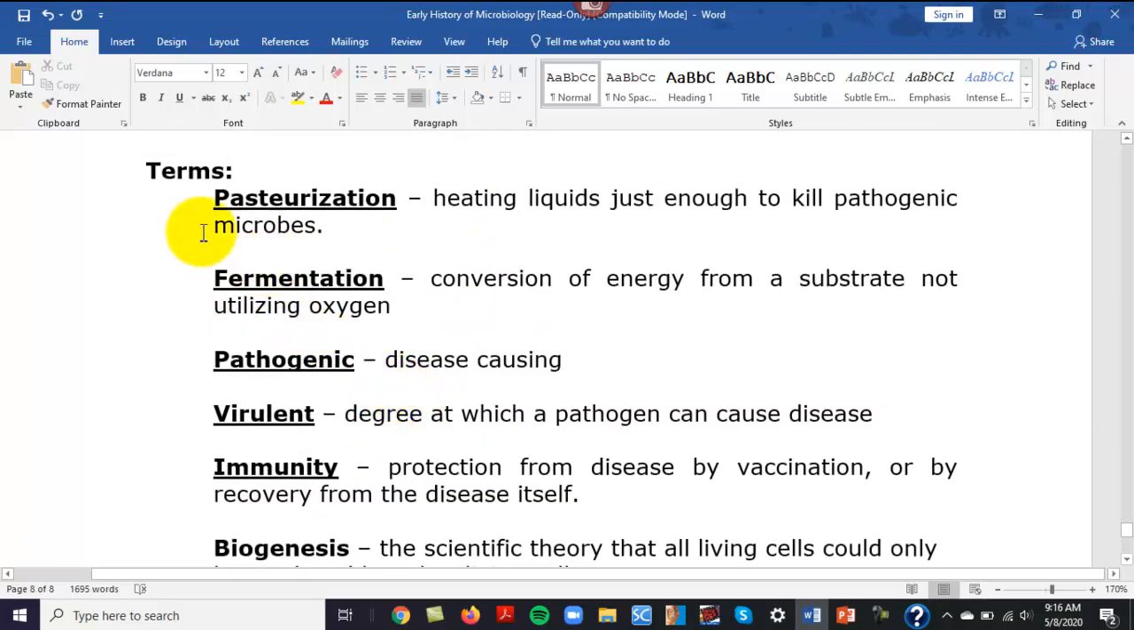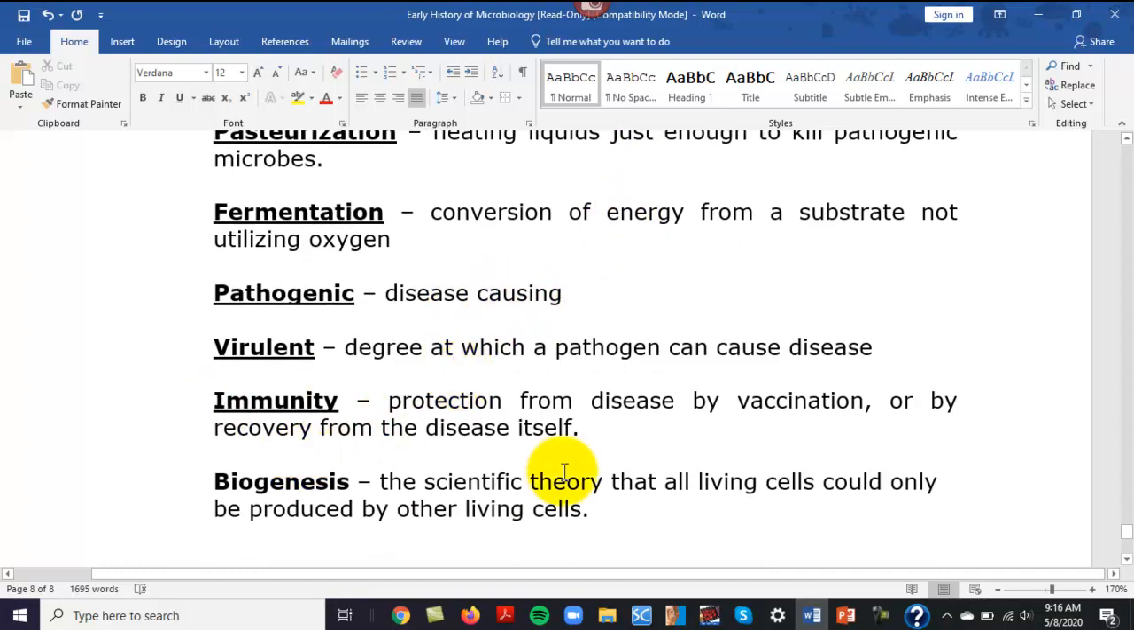But I want to point out one thing about pasteurization. That was Louis Pasteur. That's heating liquids to prevent spoilage and also to kill pathogenic microbes. Milk that has been pasteurized is heated, and it would spoil a lot quicker if it wasn't that way. And immunity, we'll actually talk about all these terms later.